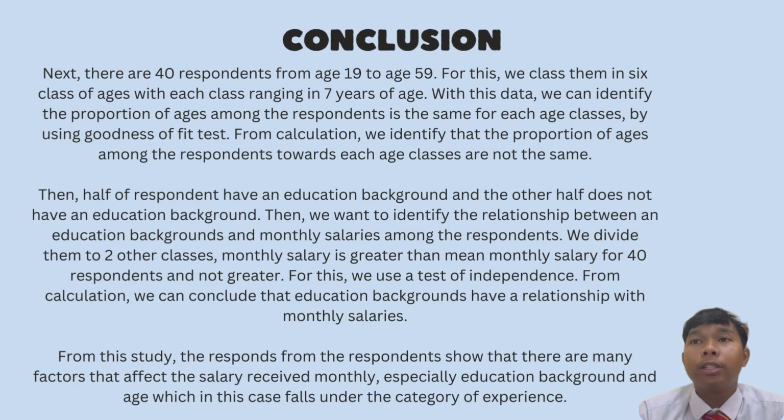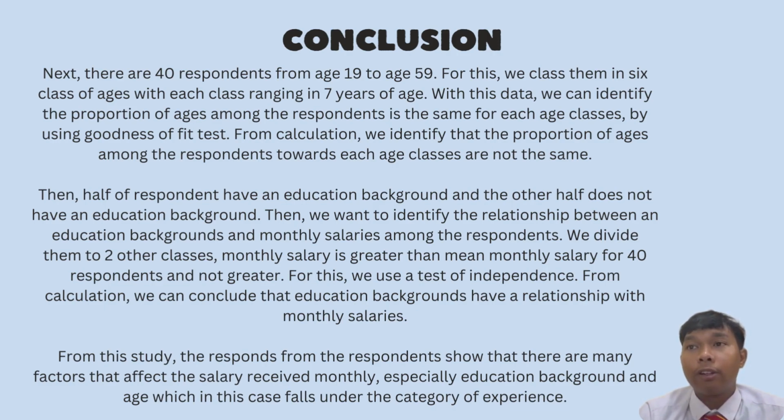There are also 40 respondents from age 19 to 59. For this, we class them in 6 classes of ages, with each class ranging over 7 years of age. With this data, we can identify whether the proportion of ages among the respondents is the same for each age class. By using the goodness of fit test, from the calculation, we identify that the proportion of ages among the respondents towards each age class are not the same. Then half of respondents have education background, and the other half doesn't have education background.